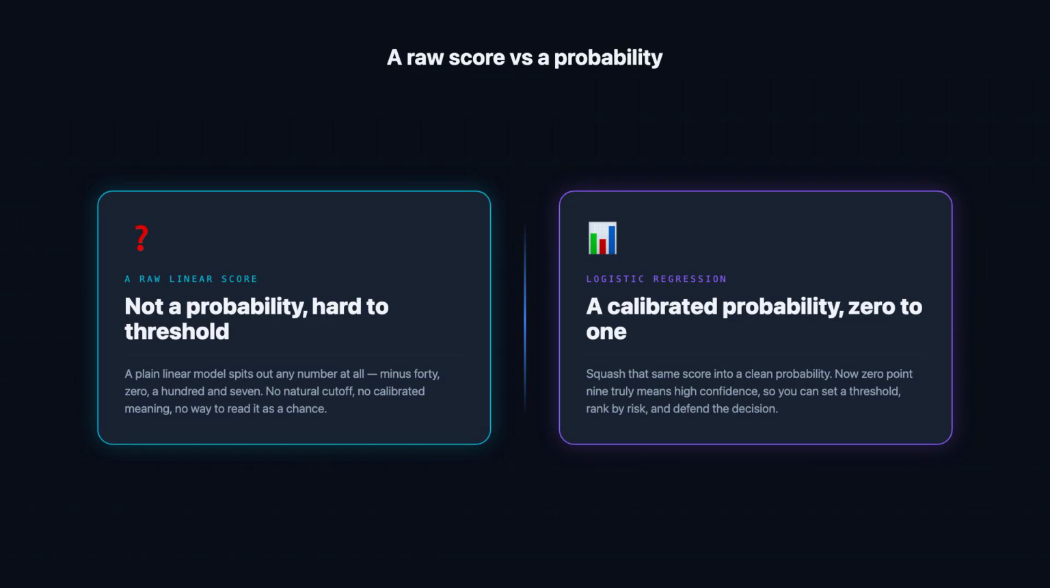Now the output is honest. A value of 0.9 really does mean the model is highly confident, and you can set a sensible threshold, rank cases by risk, and make decisions you can actually defend.